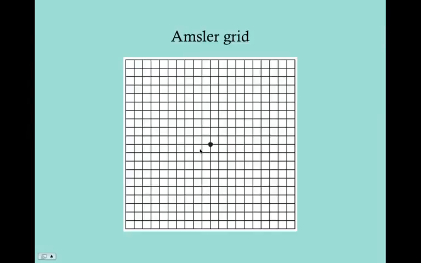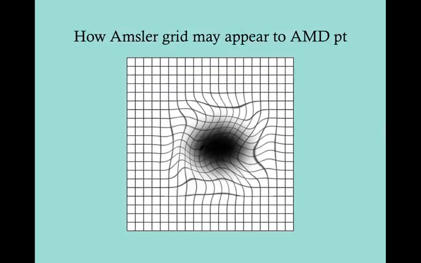So really simple looking, but these are horizontal and vertical lines. You have them look at it from reading distance, focus on the black dot, and then you ask them, are there any blurry spots? Are there any spots that are distorted, that don't look like they're going horizontal or vertical? And if the answer is yes, then that raises the suspicion of AMD. So this is how it may appear to an AMD patient.